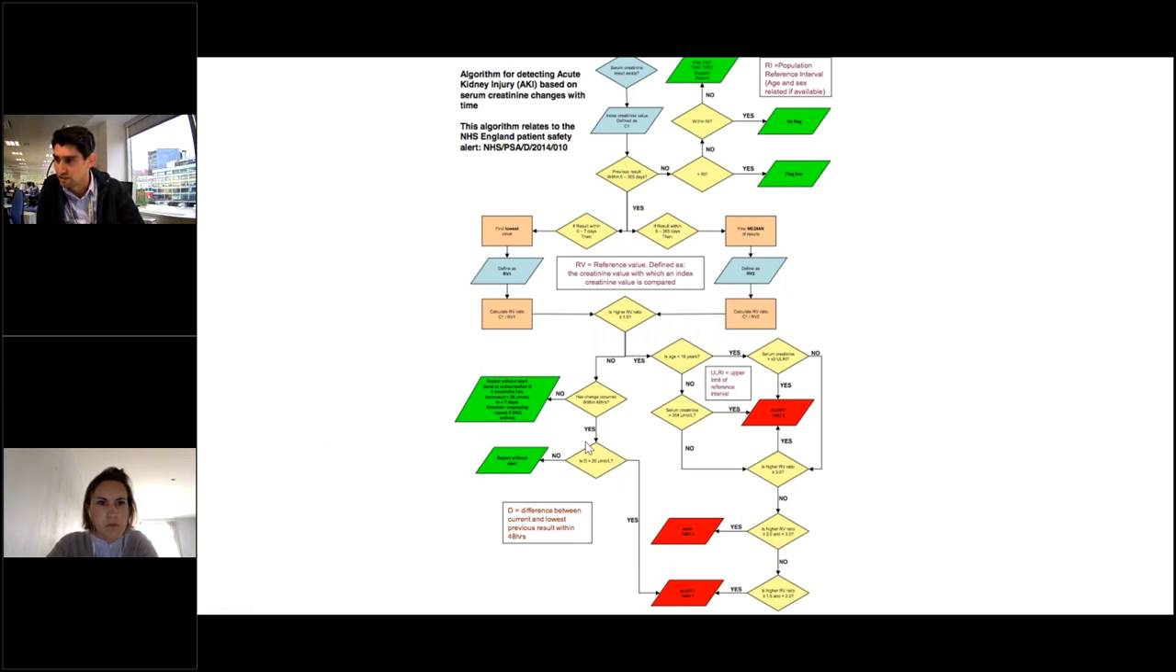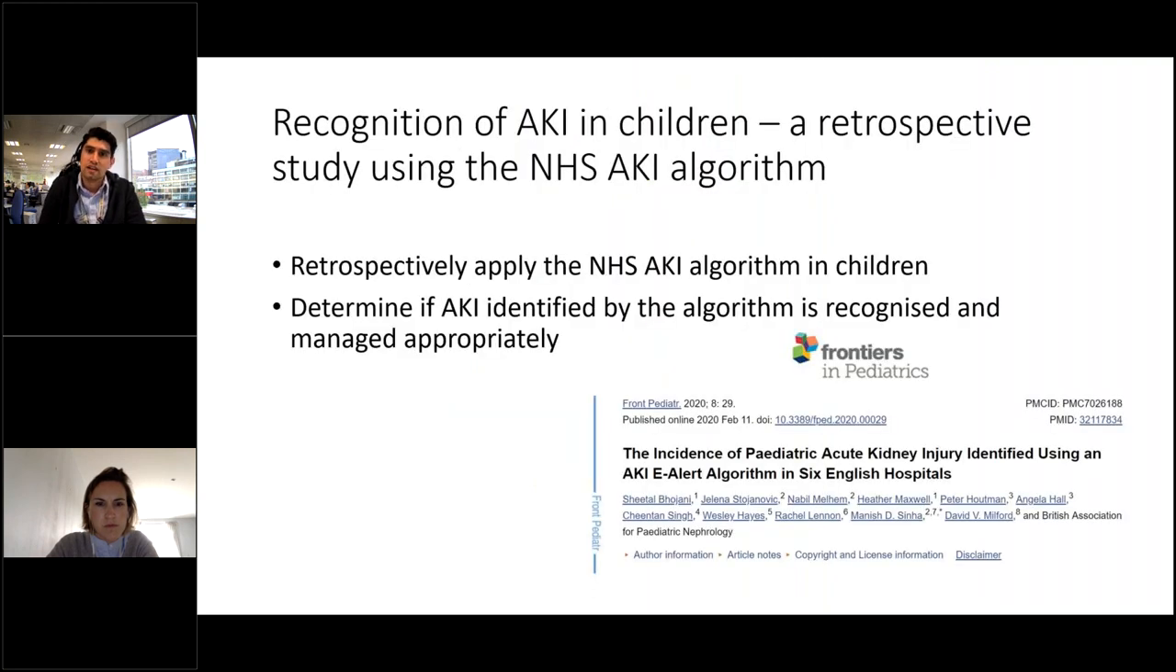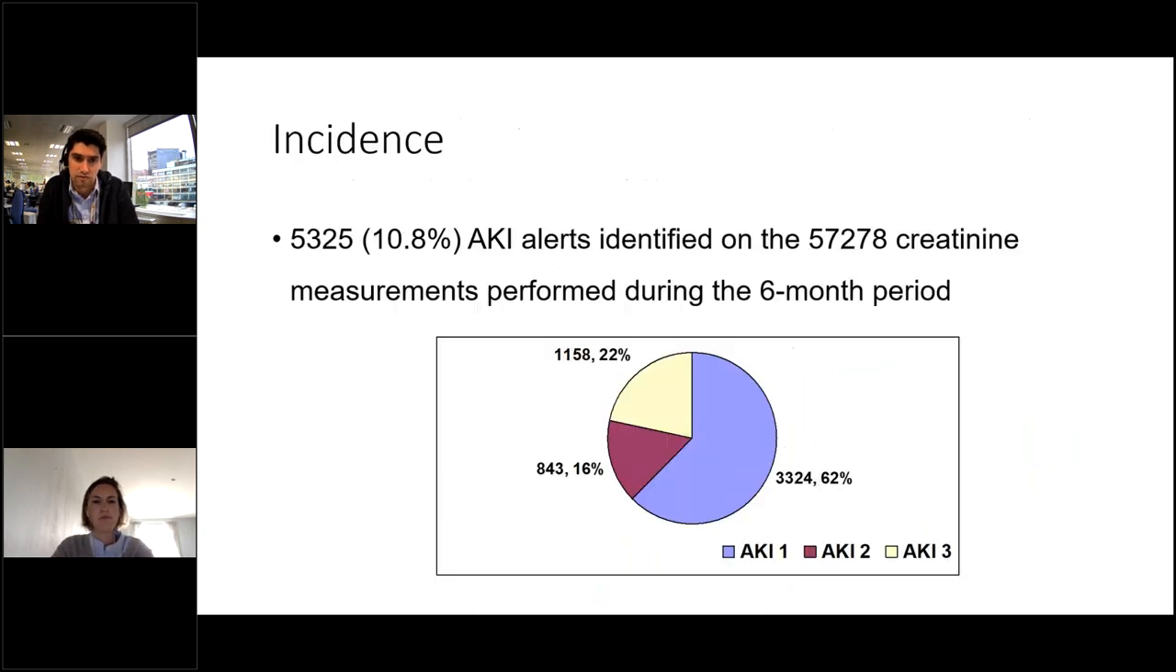I'm not expecting anyone to take any of this in, but just to explain the complexity of designing an algorithm that will give you an automatic alert of an AKI based on a creatinine, either being the first creatinine that patients ever had for their age, or comparing to previous creatinines. And so we did a study looking at how this NHS AKI algorithm could be retrospectively applied in 6 hospitals, 3 tertiary hospitals and 3 district general hospitals, to determine whether AKI is readily recognized in these selected hospitals.